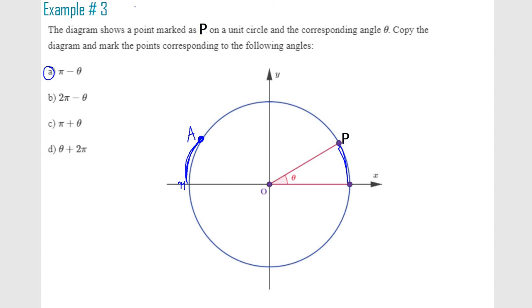Then we're going to do 2 pi minus the angle. So 2 pi is the entire circle, so 2 pi ends up being here, minus that reference angle would be about here. Then C is pi plus theta. So we're going to go the entire pi, so 180, add the angle. It's about here.